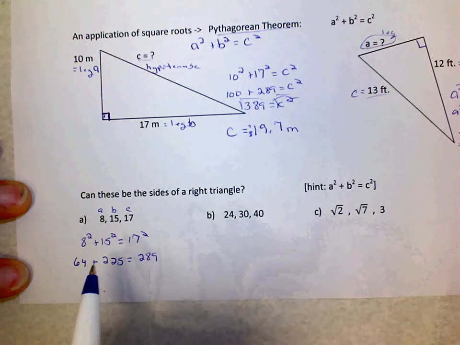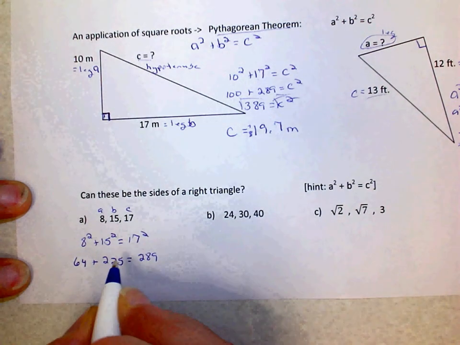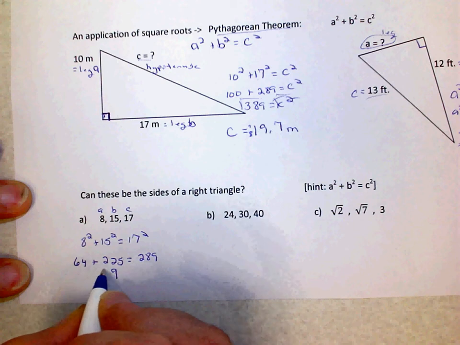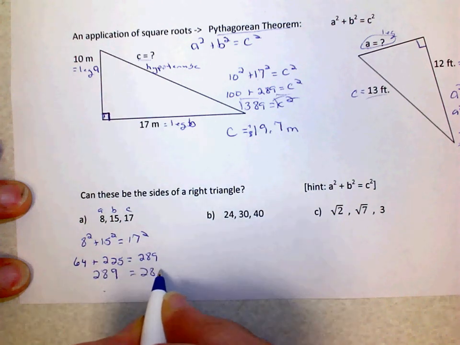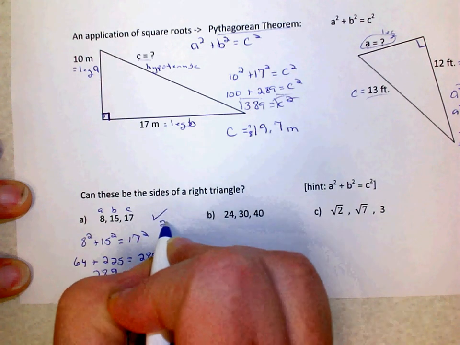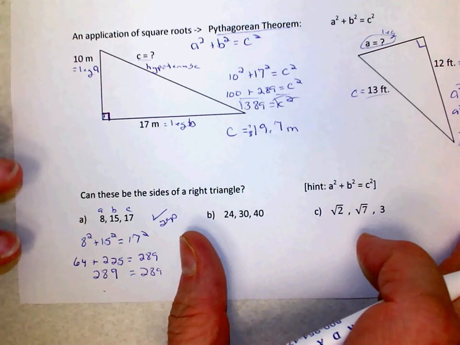5 plus 4 is 9. 2 plus 6 is 8. And 2 plus nothing is 2. So 289. So in this case, yep, that one is equal to the sides of a right triangle.